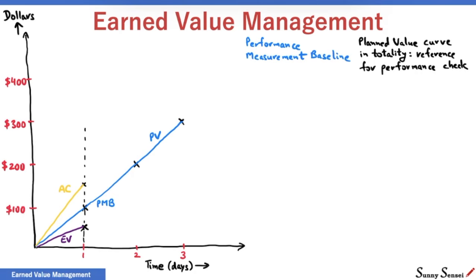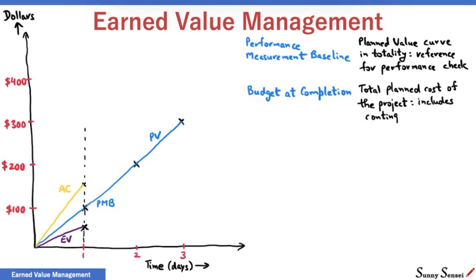Next, we have budget at completion, or BAC. BAC is the total planned cost. It includes contingencies. In our example, as per the plan, the project should have a value of $300 at the end of the project. We are expected to spend $300. $300 is the budget at completion for this project.